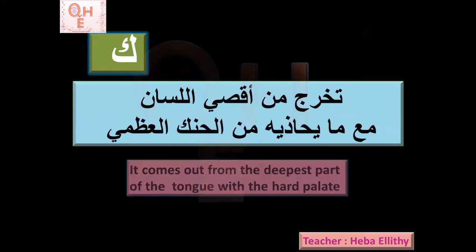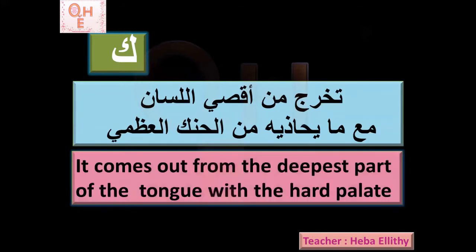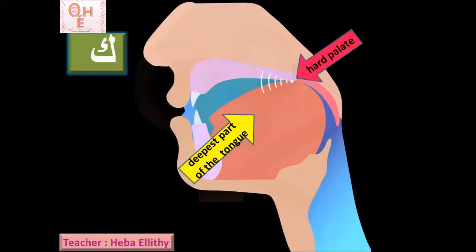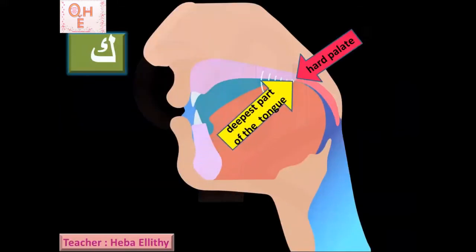Our second letter here is letter kaf. Letter kaf comes out from the deepest part of the tongue with what is opposite it from the hard palate. It comes out from the deepest part of the tongue with the hard palate. Hard. Opposite of qaf. Qaf is the soft palate, kaf is the hard palate. So how it looks in the picture here, we said this is the soft palate, the red area. Hard palate, this area after the soft palate right away.